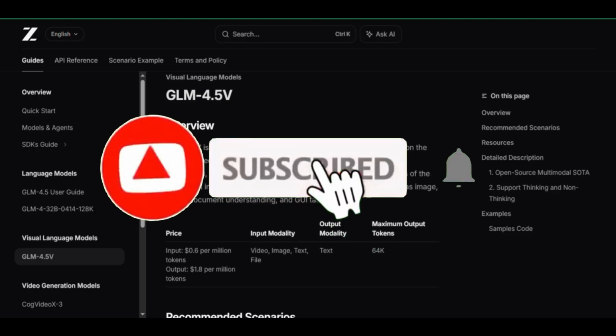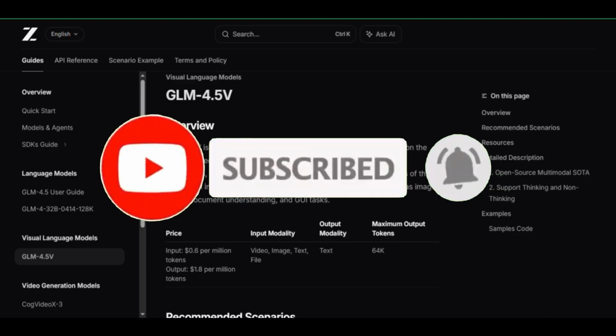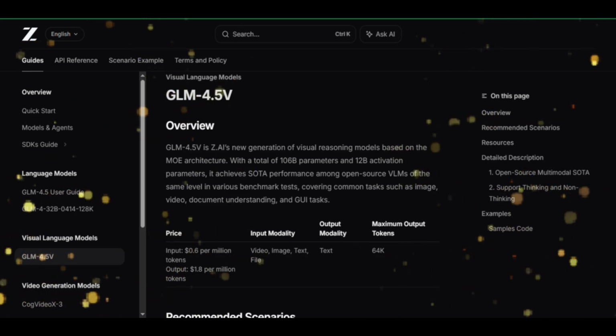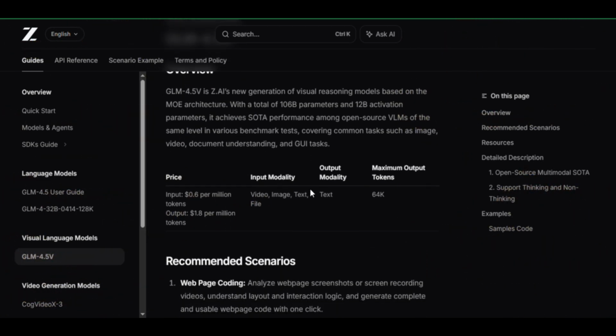GLM-4.5V is built on MOE architecture with a jaw-dropping 106 billion parameters and 12 billion activation parameters. It's currently state-of-the-art among open-source visual reasoning models in its category. It can handle images, videos, documents, and even GUI tasks, all in one model.